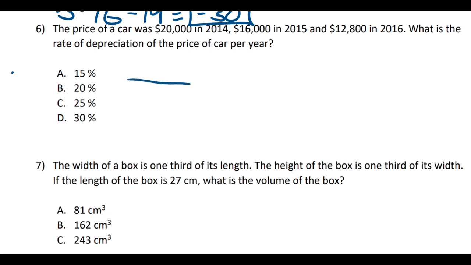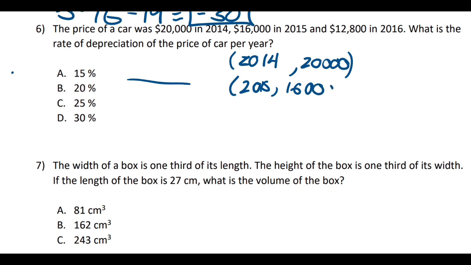So in order to find the rate of depreciation, we are going to find the slope between two of these points. The year should come first, so 2014 and 20,000. And the second point is going to be 2015 and 16,000. So we're going to plug in these points. It's going to be y2 minus y1 over x2 minus x1. And remember, the first part of an ordered pair is our x, the second part is our y.